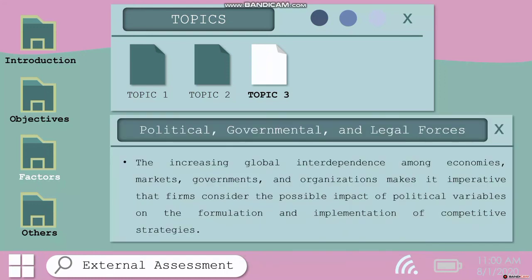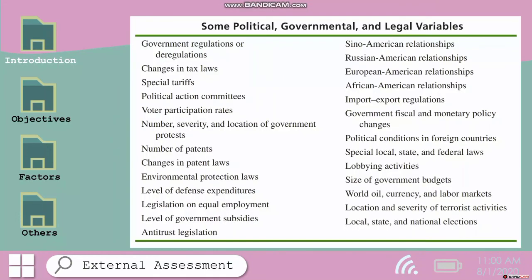The increasing global interdependence among economies, markets, governments, and organizations makes it imperative that firms consider the possible impact of political variables on the formulation and implementation of competitive strategies. So these are some political, governmental, and legal variables.